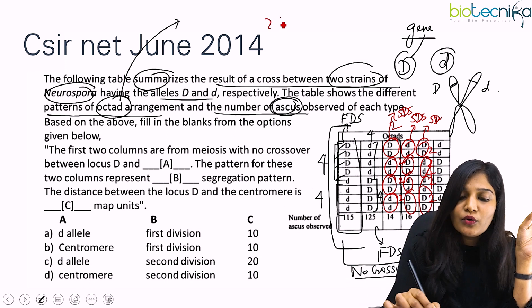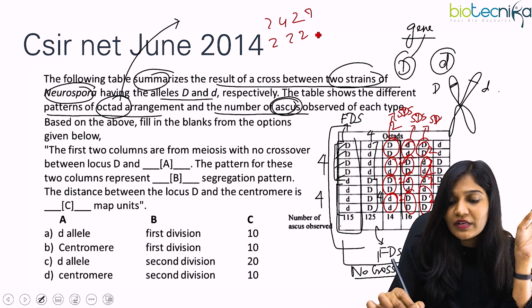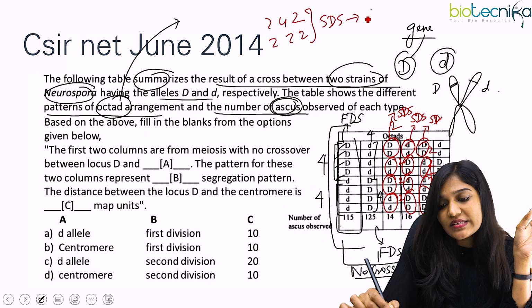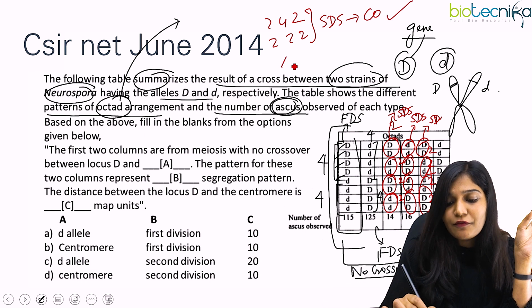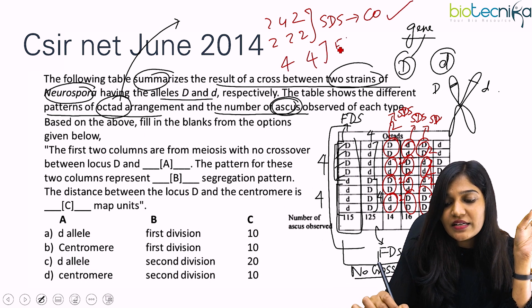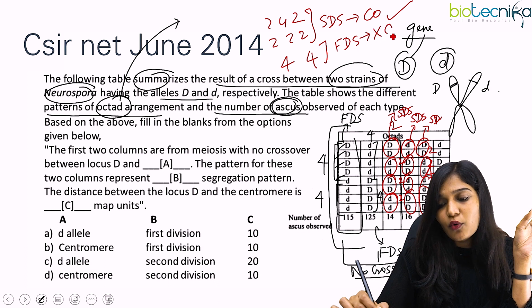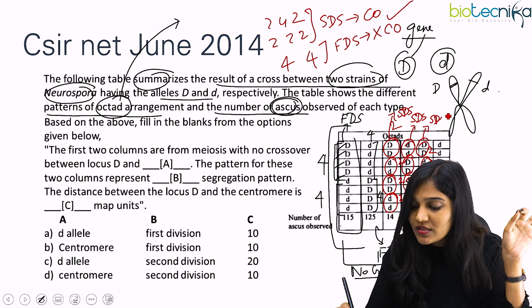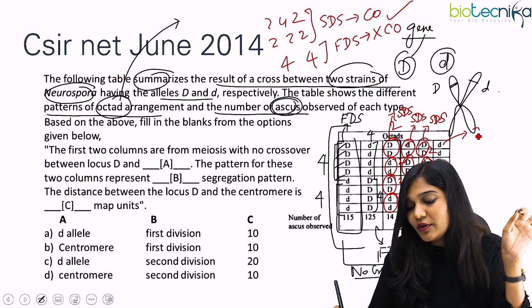So remember, 2, 4, 2 or 2, 2, 2, if it comes, it is SDS, which means crossing over is happening. If it is 4 and 4, it is first division segregation, which means no crossing over. This you should remember. So this is also SDS. This is also going to be SDS.